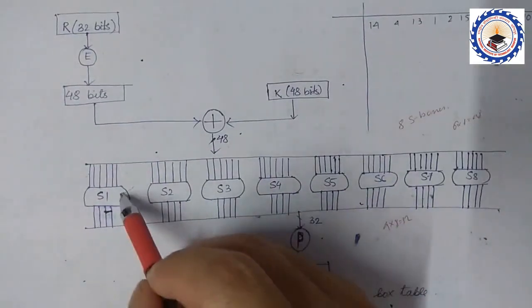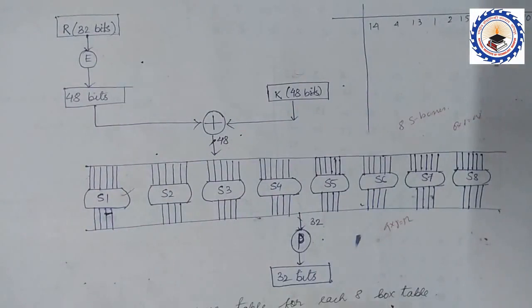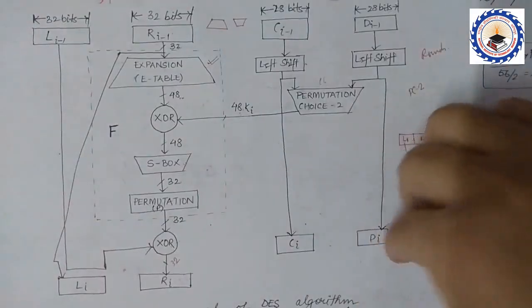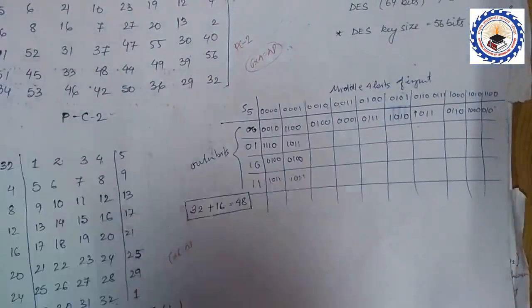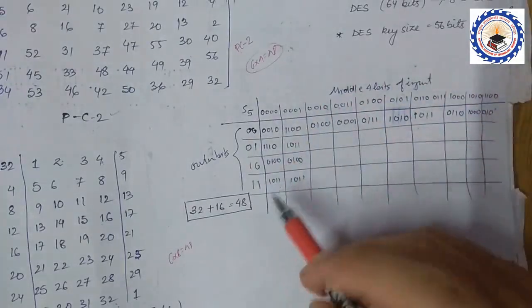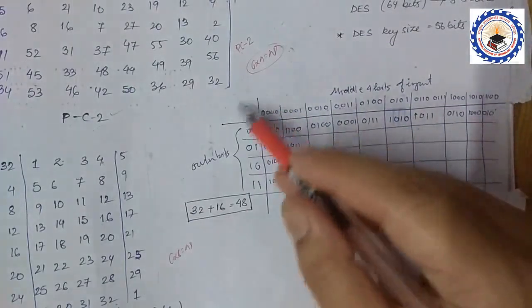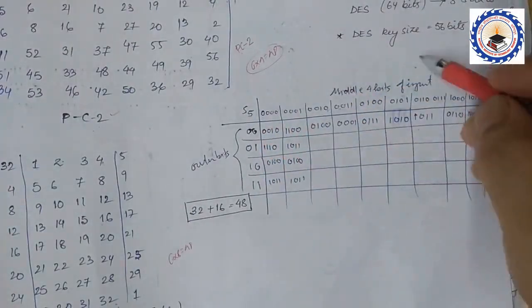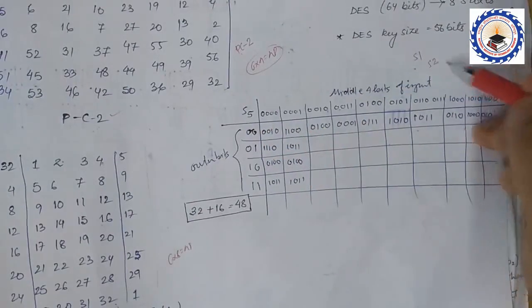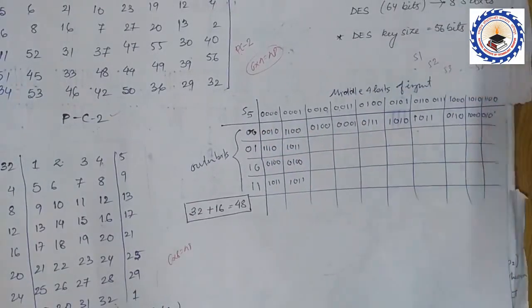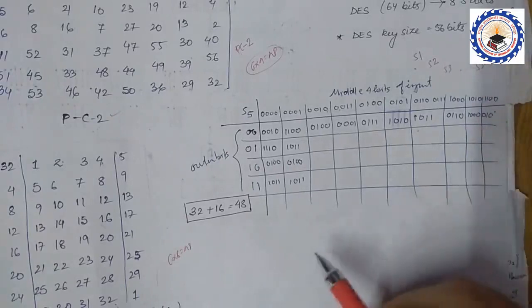But let us see how S1 works here, how out of the 6 bits, only 4 bits are generated. If you look at this, these particular values are different for each and every S-box. The patterns for S1 are different from S2, different from S3, up to S8. So they are already predefined.